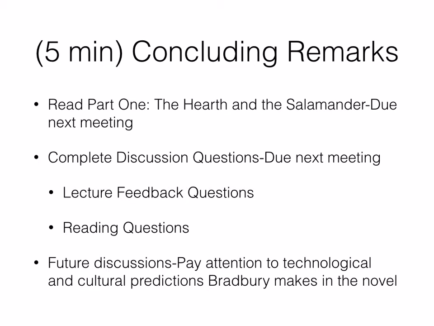In my concluding remarks with the students, I would want to make sure that they understood exactly what was responsible for them by the next class that they meet with me. So I wanted to start off by reading part one, let them go home, dig into the novel. It's about, I think, 68 pages. They can read that part one and really get a good understanding of who this main character is, and even pose the question, what does the hearth and the salamander, what does that title mean to them? How can they explain the relevance to what's going on in the book?